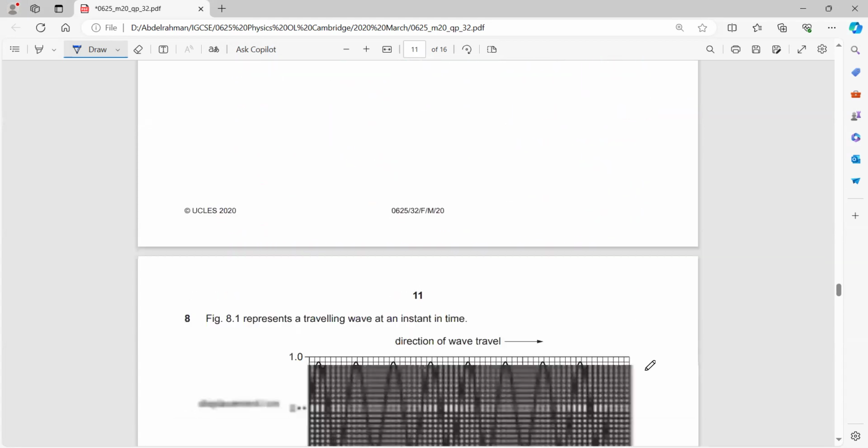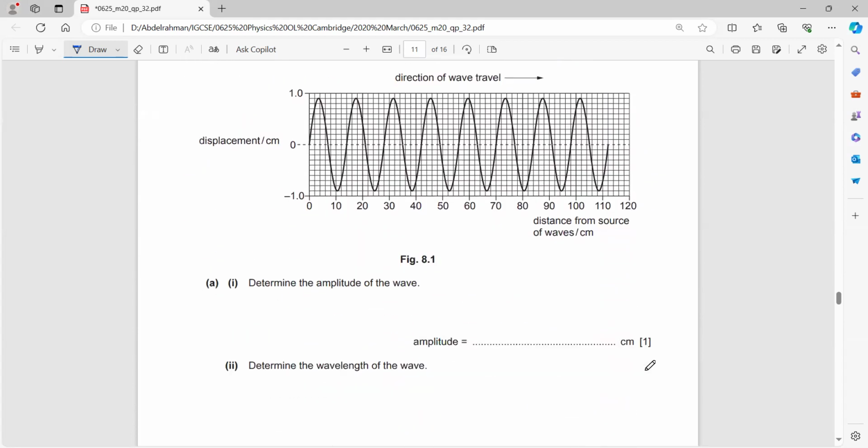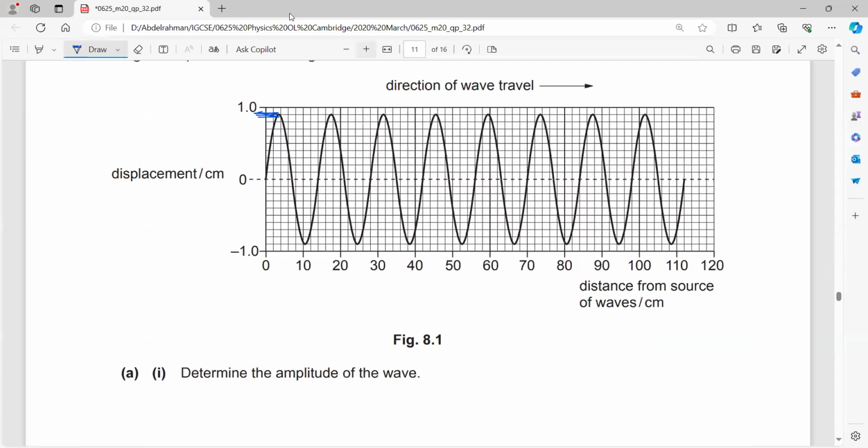Moving on to the next question. Determine the amplitude of this wave. What's the amplitude of the wave? 0.9. This is the maximum amplitude here. Zoom in. Maximum amplitude was 0.9.